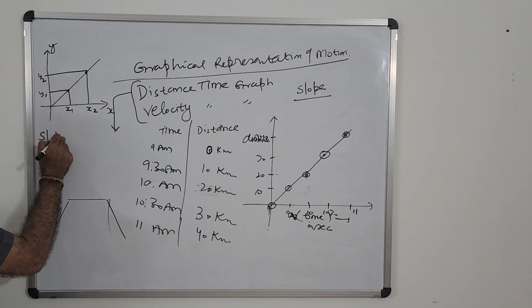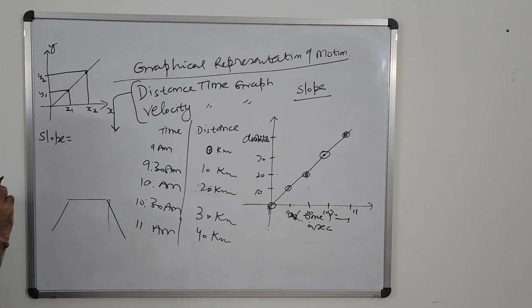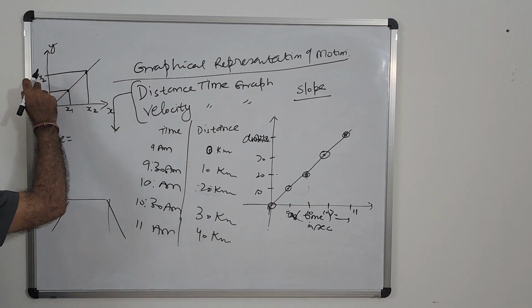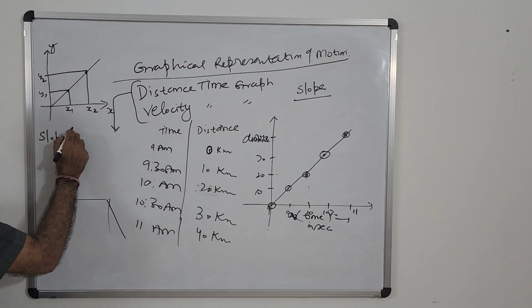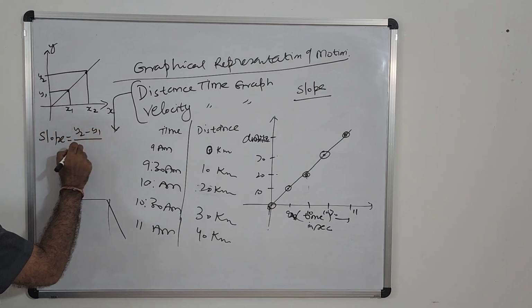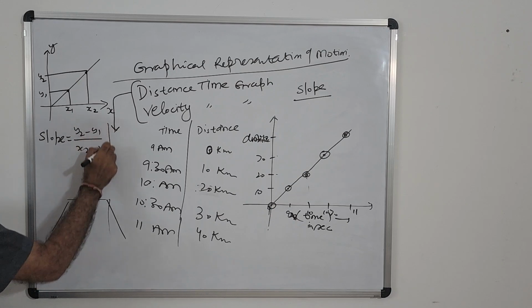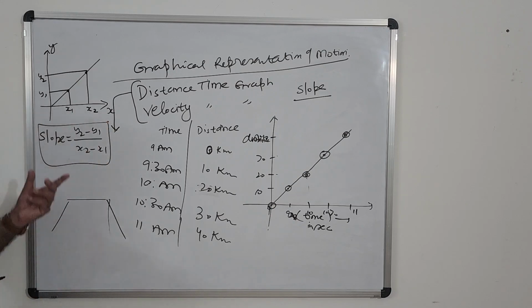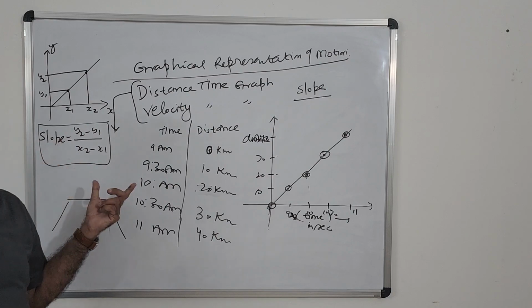Now the simple formula of slope in terms of coordinate geometry will be equal to this minus this divided by this minus this: y2 minus y1 upon x2 minus x1, right? This is the simple formula of slope.